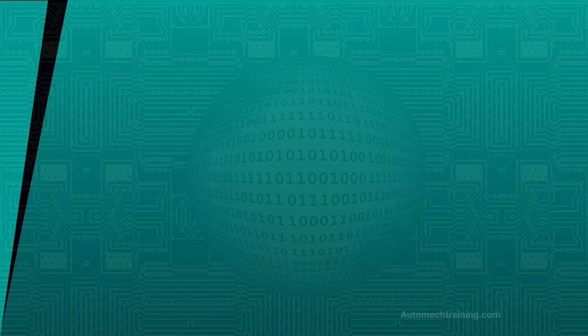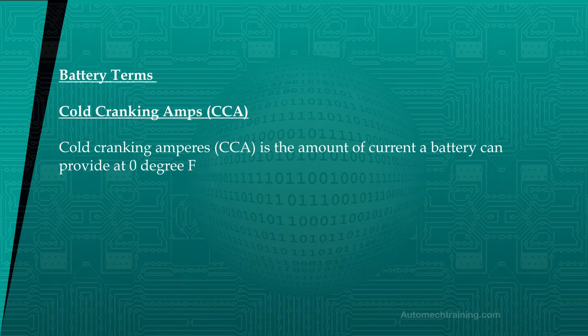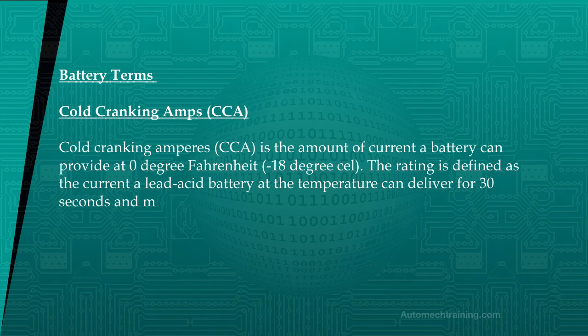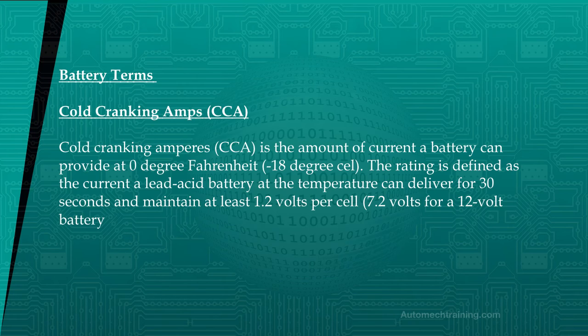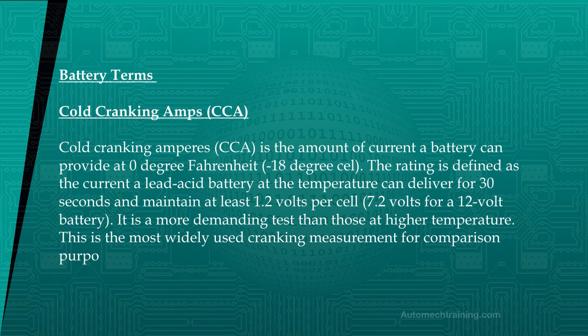Battery terms. Cold cranking amps, CCA. Cold cranking amperes, CCA, is the amount of current a battery can provide at 0 degrees Fahrenheit, -18 degrees Celsius. The rating is defined as the current a lead-acid battery at that temperature can deliver for 30 seconds and maintain at least 1.2 volts per cell, 7.2 volts for a 12-volt battery. It is a more demanding test than those at higher temperature. This is the most widely used cranking measurement for comparison purposes.